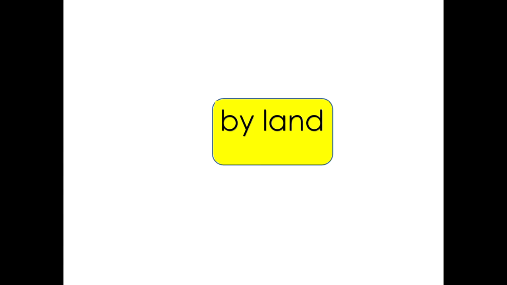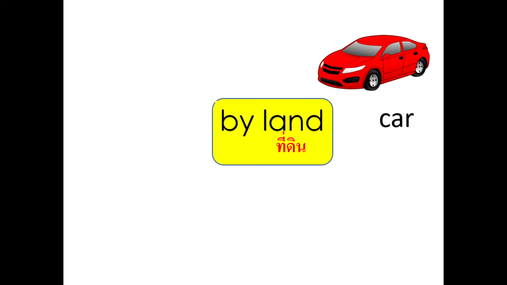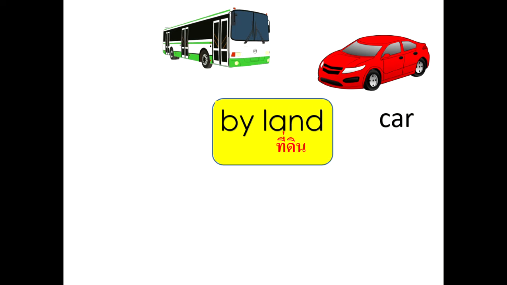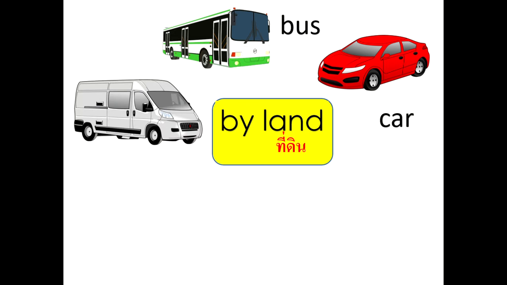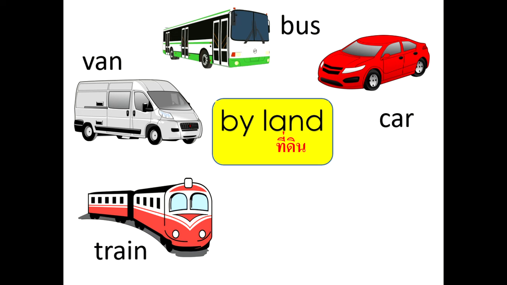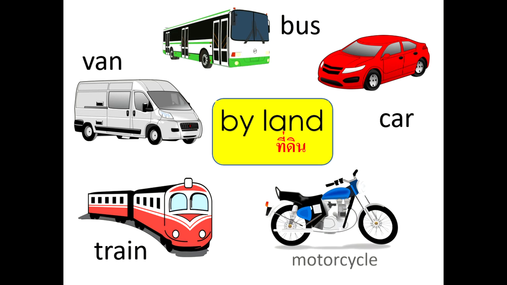There are three types of vehicles: vehicles by land, on water, or on air. Let's learn some examples of vehicles by land. Examples are car, bus, van, train, motorcycle. Those are examples of vehicles by land.